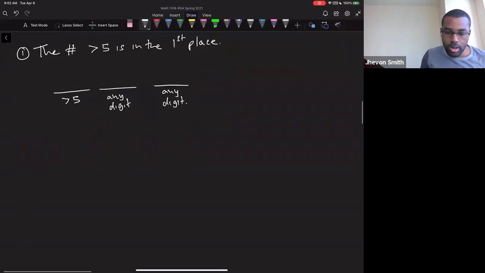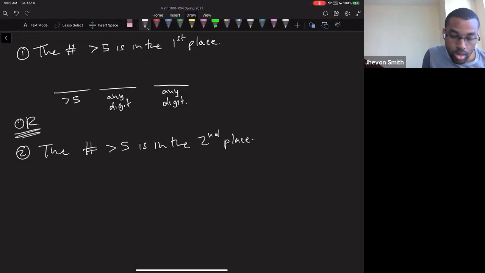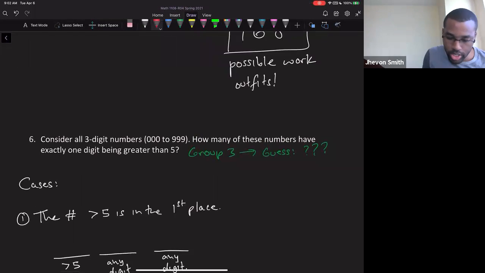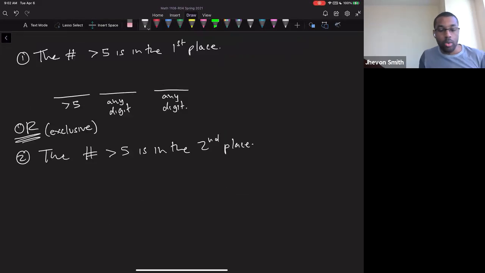However, we can also have the number greater than five in the second place. Now this is "or", and this is exclusive, because if the number greater than five is in the first place, I'm only allowed to have one digit greater than five, so I can't also have a number greater than five in the second place. So these are non-overlapping cases, which means my "or" can translate to add, right?